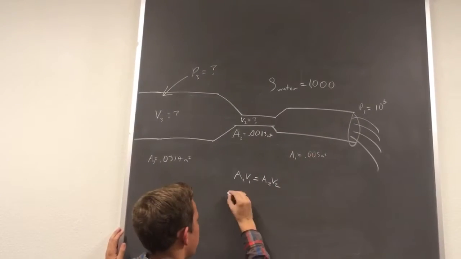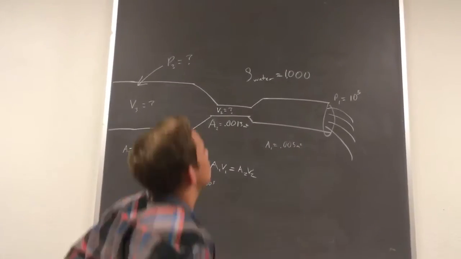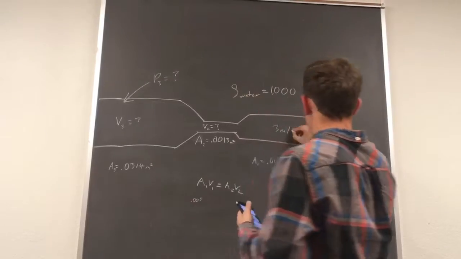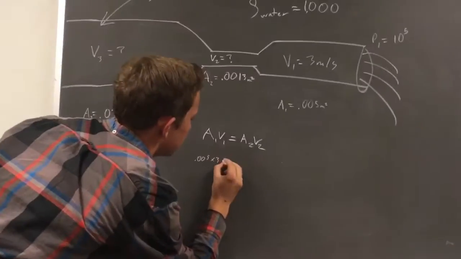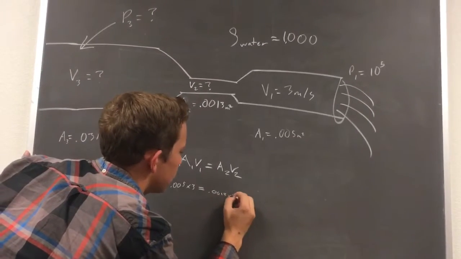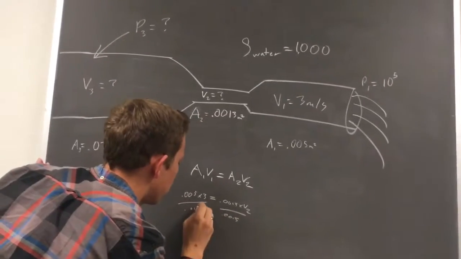So we have the area right here, which is 0.005, and we have the velocity. It is 3 meters per second. Is V1. So we have times 3 is equal to A2, which is 0.0013 times V2. Divide by 0.0013.